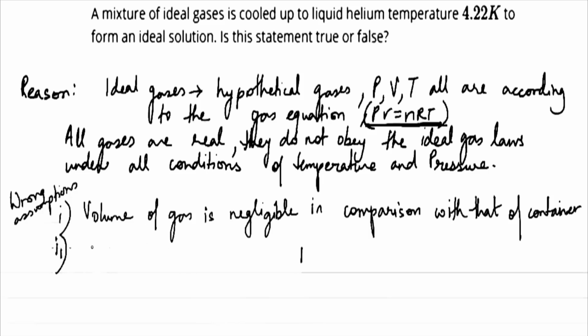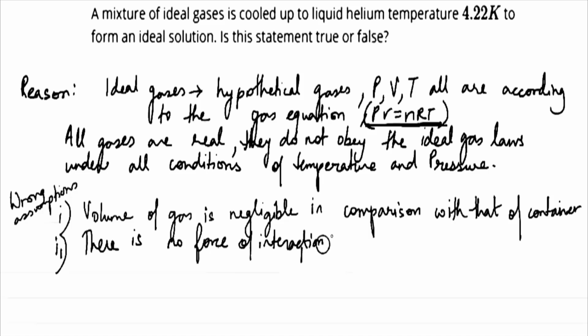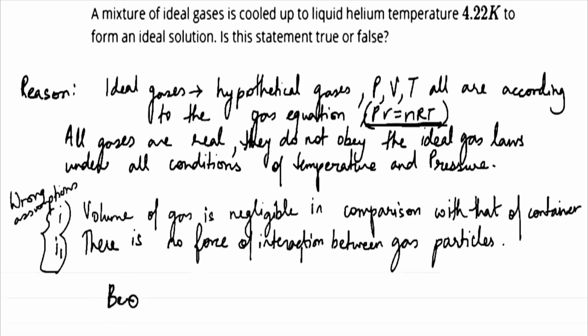Now, the second one, that is, there is no interaction between gas particles. This is also wrong, as we know that gas molecules also have some kind of interactive forces in between them. So these two assumptions are wrong. Therefore, a mixture of ideal gases when cooled up to liquid helium temperature cannot form an ideal solution because there is no force of interaction between the molecules.